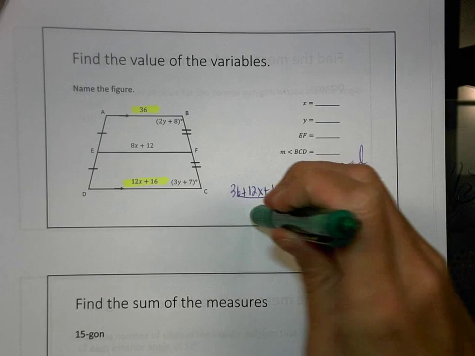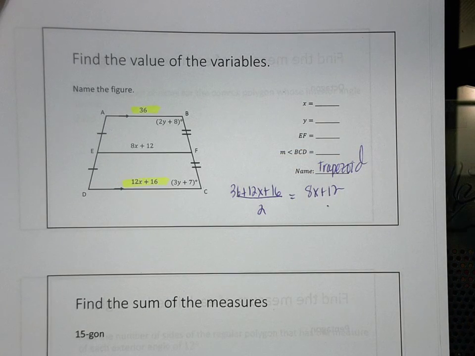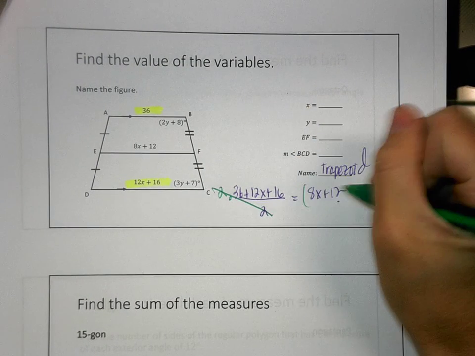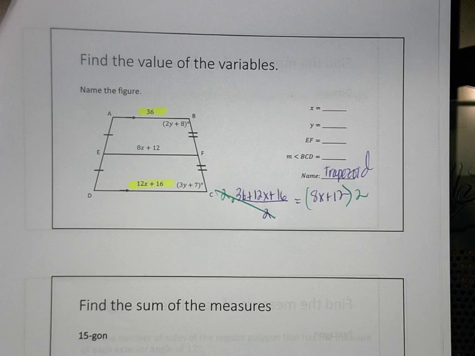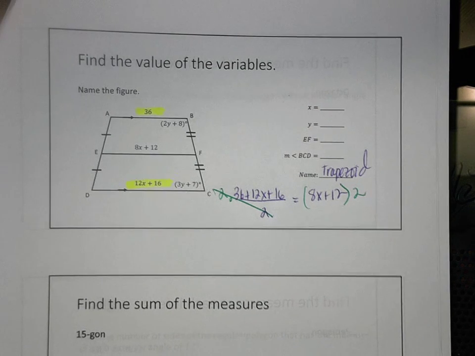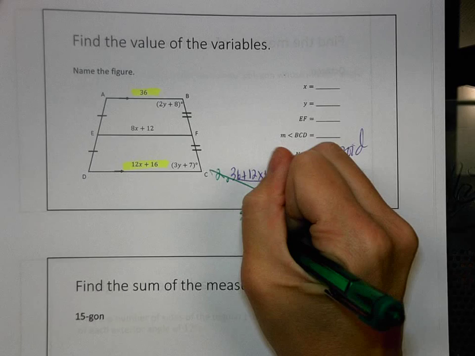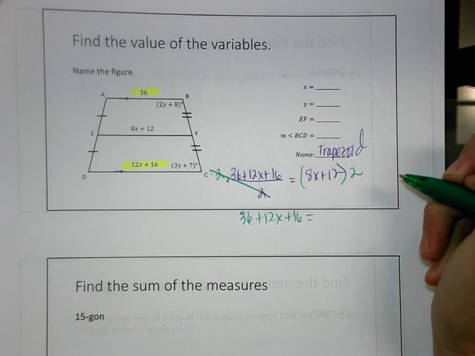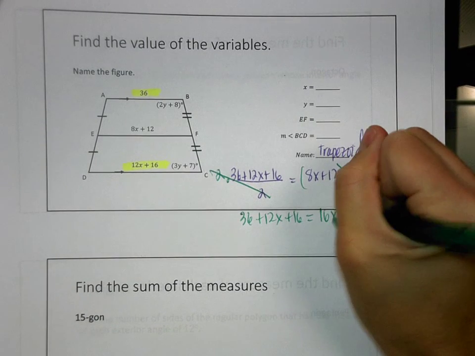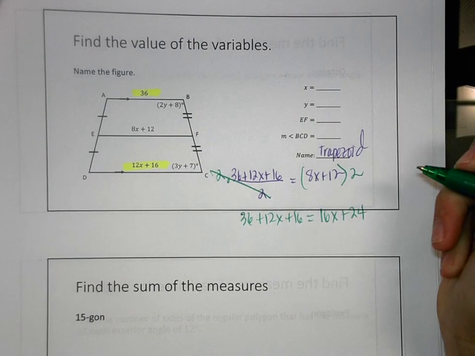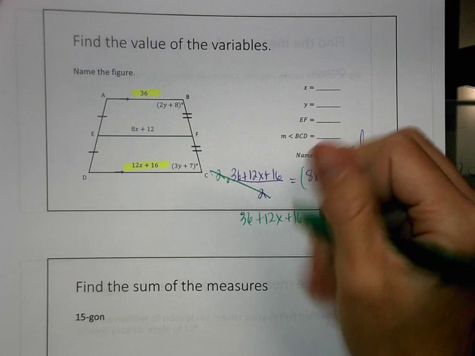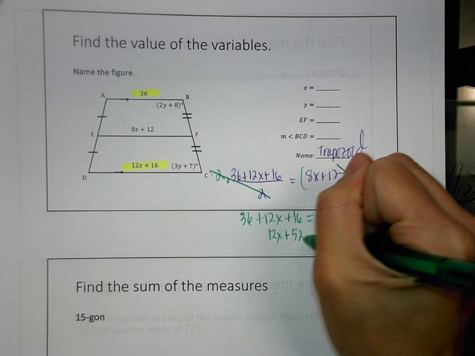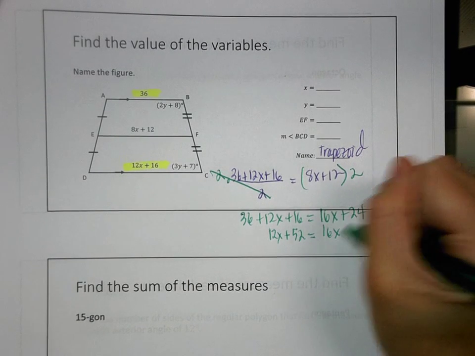It's hard to deal with fractions sometimes, so how do I get rid of the fraction? Multiply by 2, so it cancels that out, but then you have to go to the other side and multiply every single term by 2 there. So we end up with 36 plus 12x plus 16 equals what? 16x, good. And then what should I do now? Good, combine like terms. And so we have 12x plus 52 equals 16x plus 24.